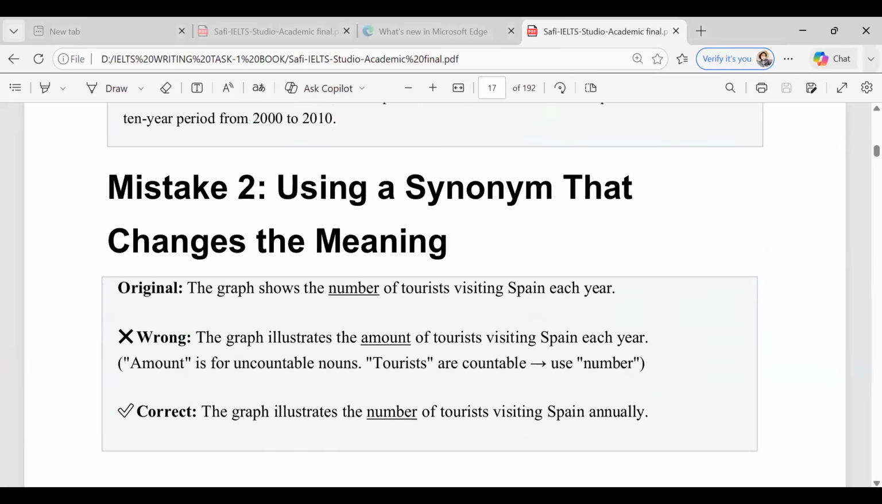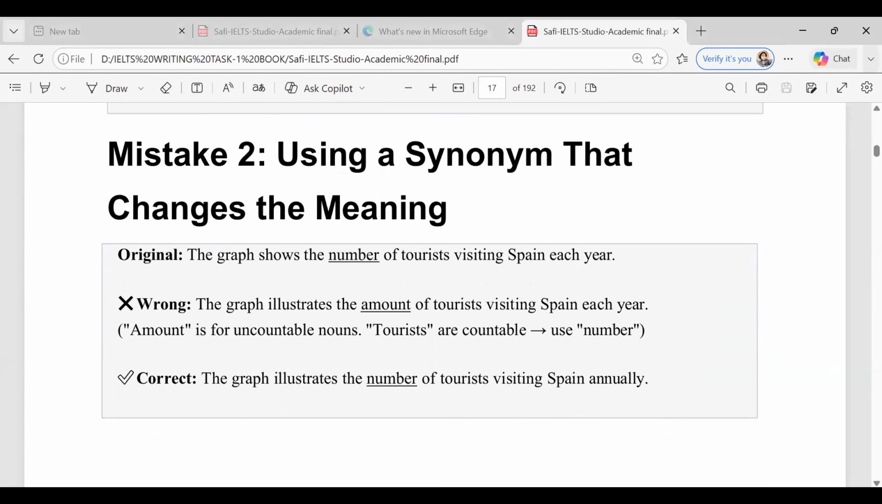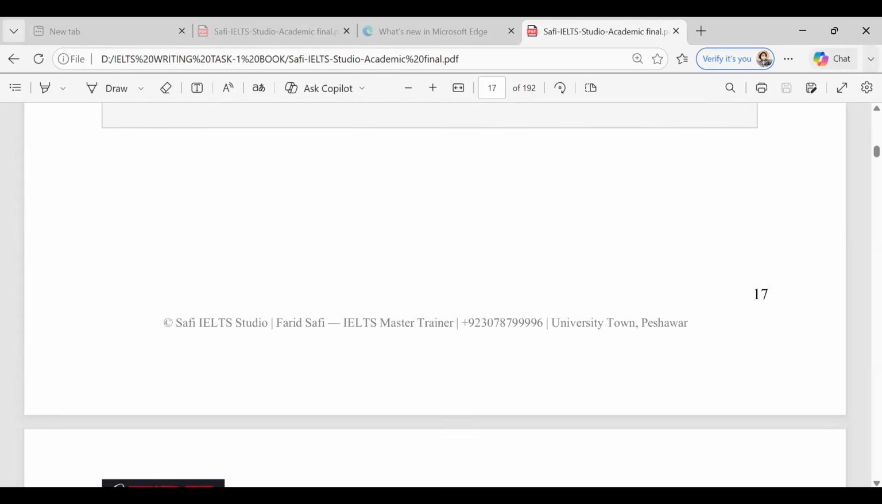Number two, using a synonym that changes meaning. आप लोग ये synonym ना इस्तेमाल करें कि जो बिल्कुल meaning change कर दे, ठीक है ना? तो मेक श्योर कि आप ऐसे synonym को इस्तेमाल करें जो बिल्कुल exact meaning दे.